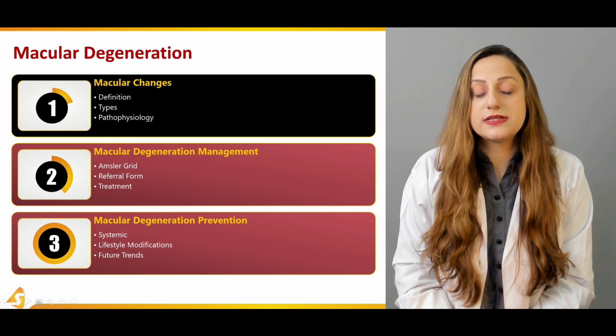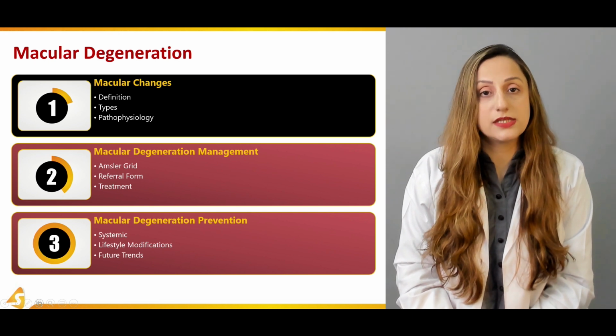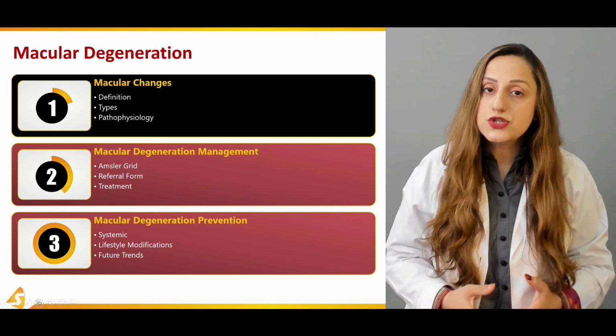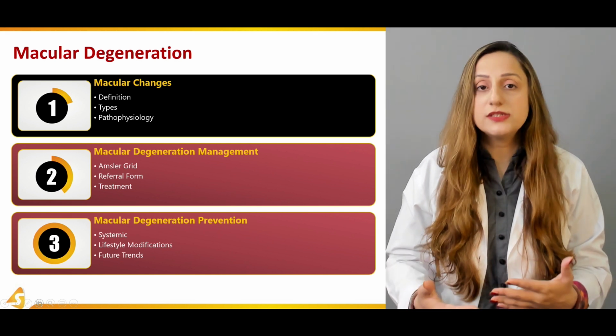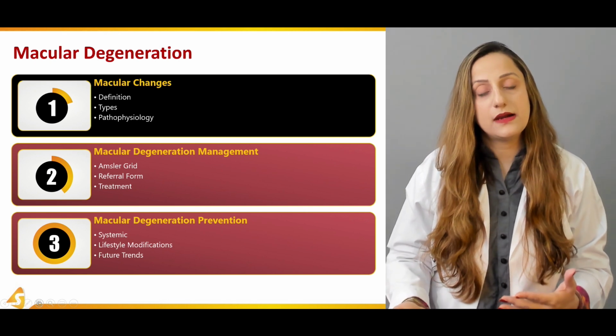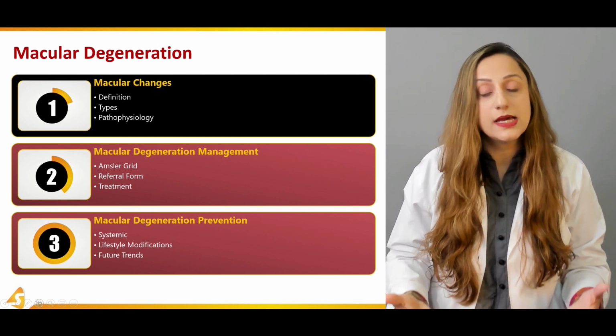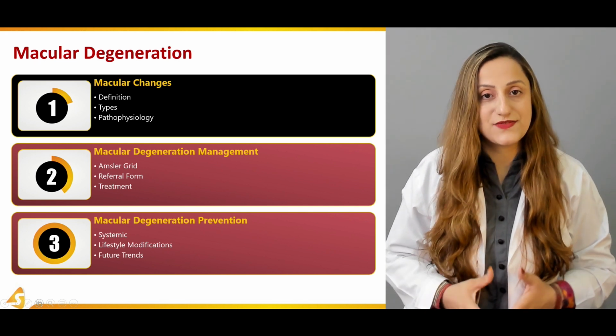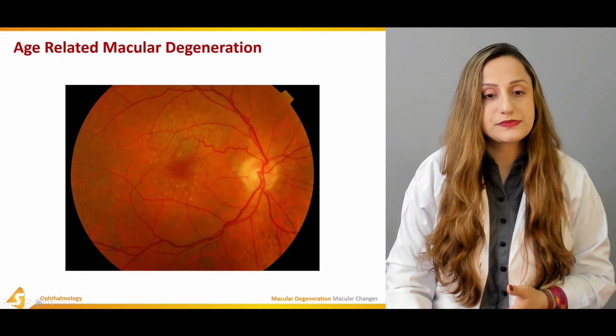And then we'll be discussing the different types of macular degeneration which we can observe in the patients. The pathophysiology, that is, what are the changes that are basically leading towards this macular degeneration, at the cellular level, at the histological level, that we'll be discussing over here in this very first section.